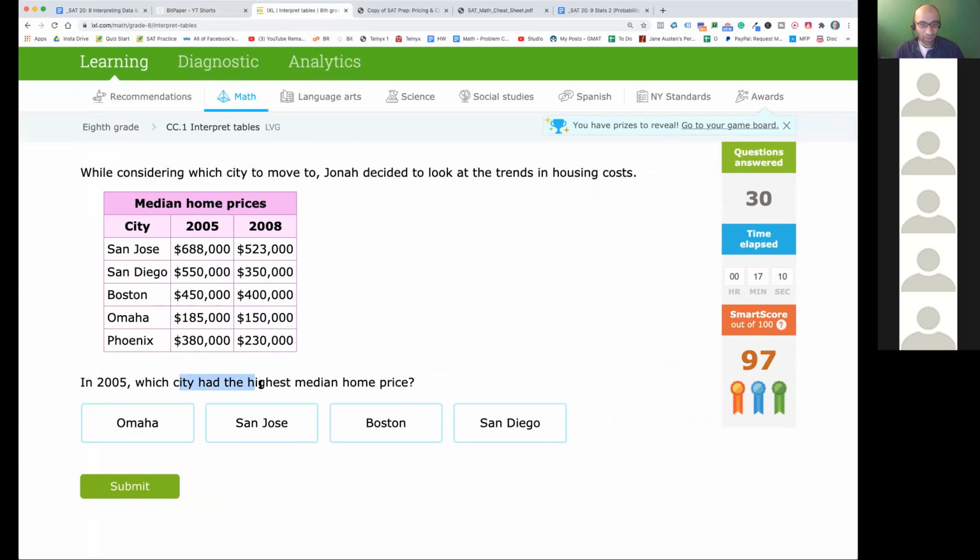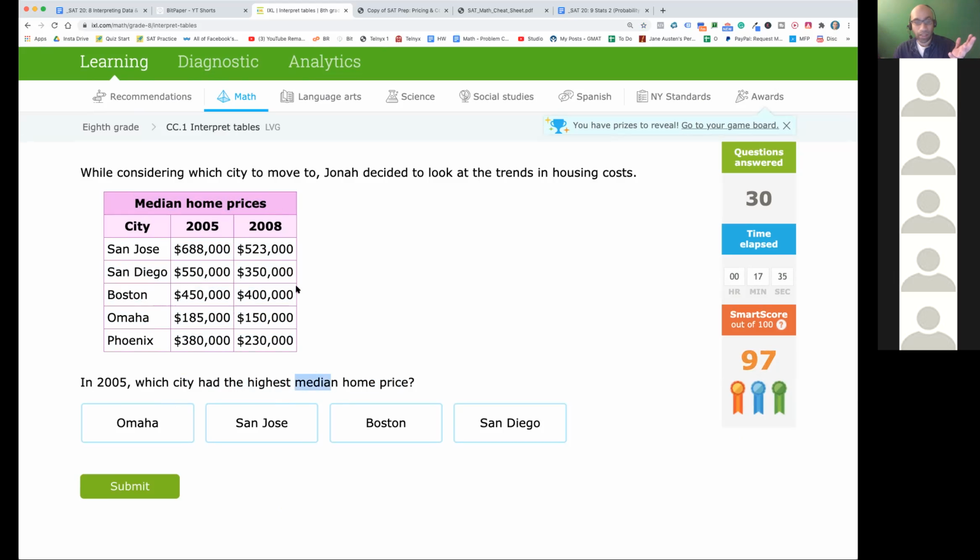In 2005, which city had the highest median home price? Then you go to the table and read it and then answer it if you can, please. It's just the median. You don't even have to calculate the median prices. The median home price is given to you, right? In this column, this is the highest out of these. So San Jose is your answer, right? Very easy, nothing to think about.